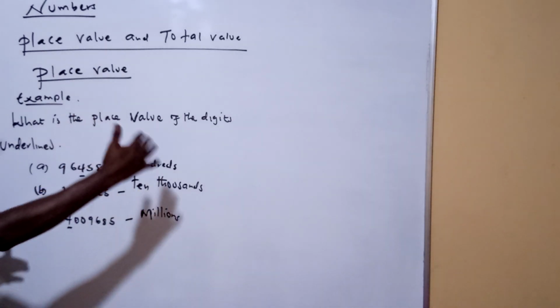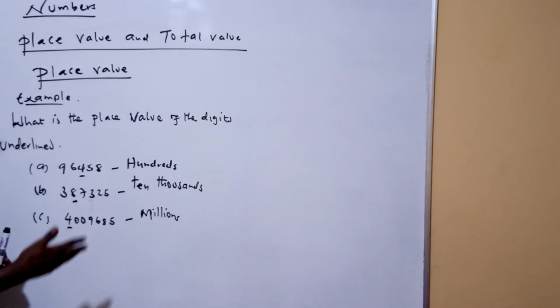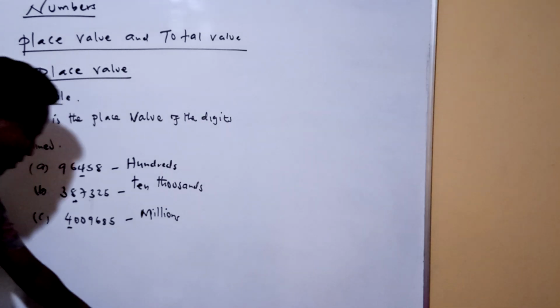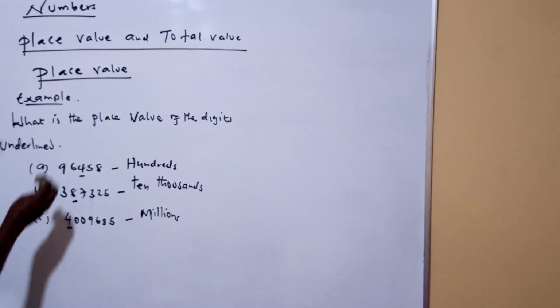You will start from right to left, starting with ones, tens, hundreds, thousands, 10,000, 100,000, million, 10 million. You move like that. So it's very easy, by the way. It is very, very easy. Then we will go ahead and see our next example.